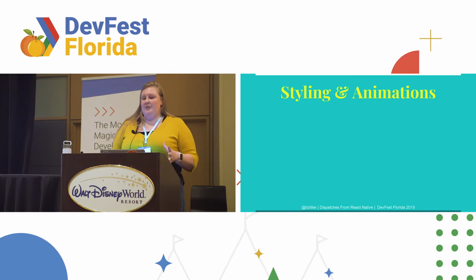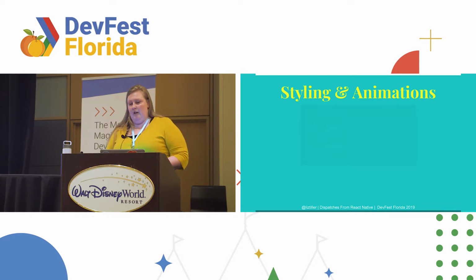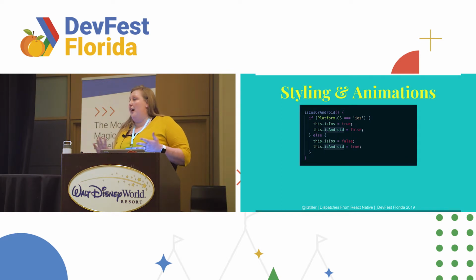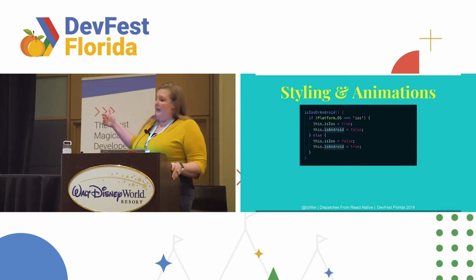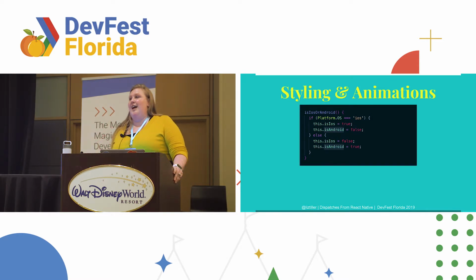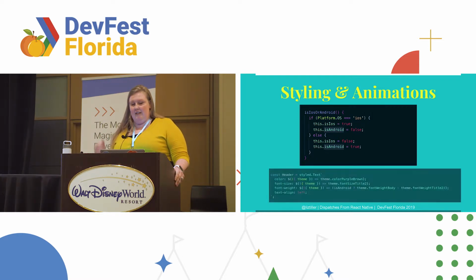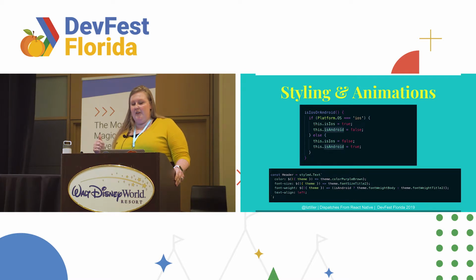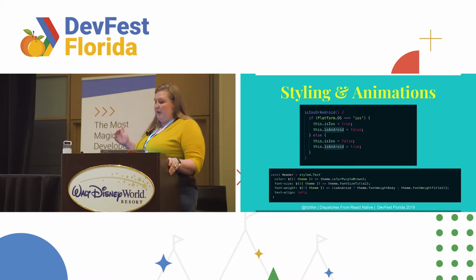So for styling, we actually used a package called React Native Device Detection. We had to actually build our own, but this is part of what we brought in. As you see, it's just simple: is it iOS or Android? It pulls it through, and basically we were styling everything depending on if it was iOS or Android. This is a simple header, but as you see, if it's Android, we're using font weight body. If it wasn't Android, we're using font weight title 2.